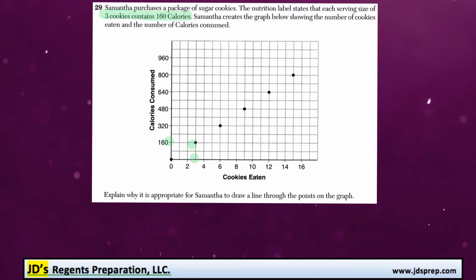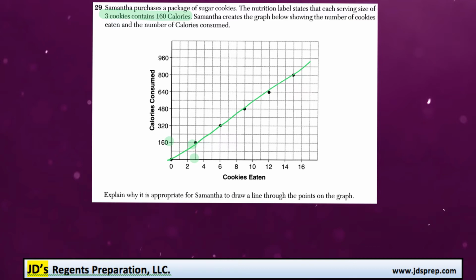The question is, explain why it is appropriate for Samantha to draw a line through the points in the graph. Why should we connect these dots? When you're connecting dots in a graph, it implies that the relationship is continuous. And by continuous, it means that there exists basically an infinite amount of points between the points.